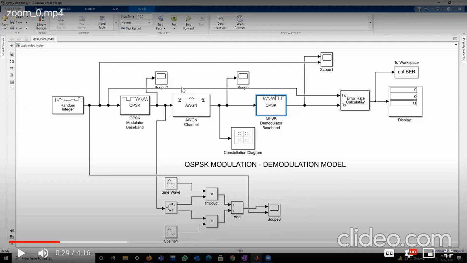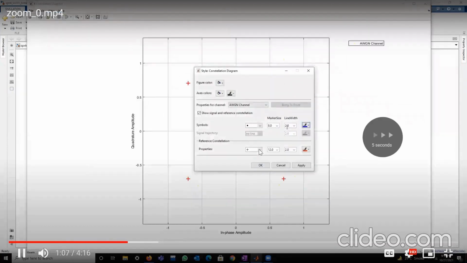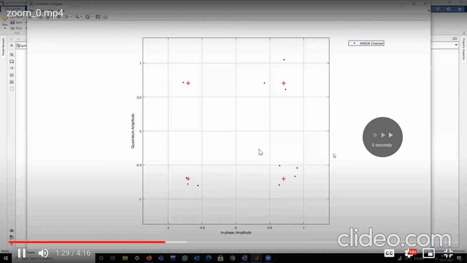After the modulated signal comes out, it goes into an AWGN channel where the noise gets added. So we can see it in a constellation diagram. So let's see it. So this is a constellation diagram.